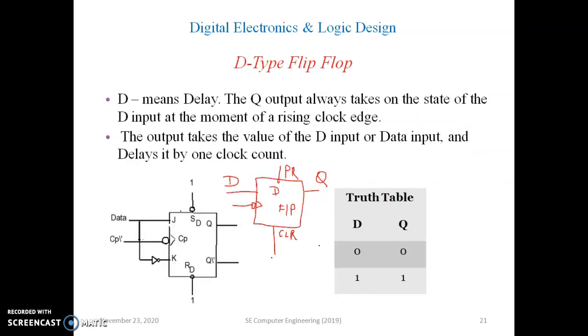Next is D flip-flop. So D has only one input and two asynchronous inputs, that are the preset and clear, and one clock input is there, and outputs are Q and Q bar. So this is just a symbolic diagram of D flip-flop. D has only one input. When the D input is reset, the present state will be reset. When it is set, the present state will be set.